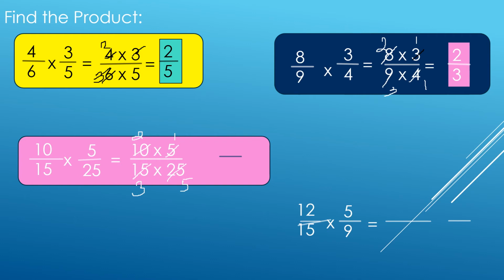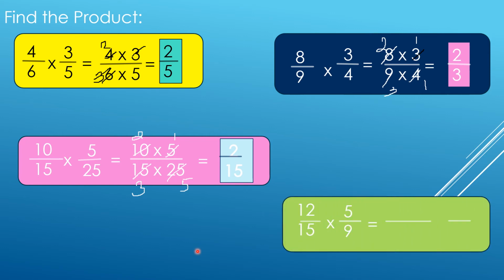So ngayon, ano na lang doon meron sa numerator? That is now 2 times 1, that is 2. Then 3 times 5, that is 15. So 2 over 15. O, di ba mas madali pag ganyan? Okay, what about this one?